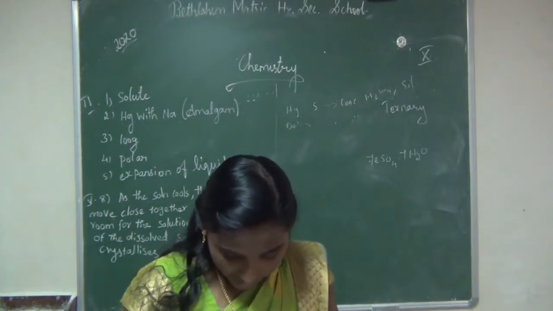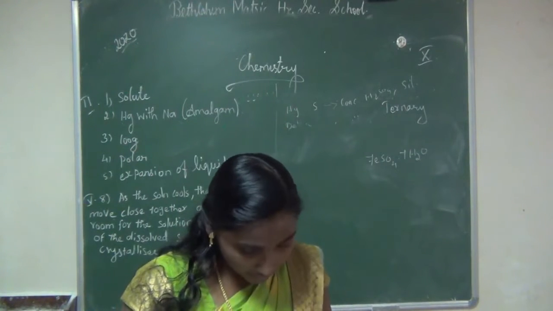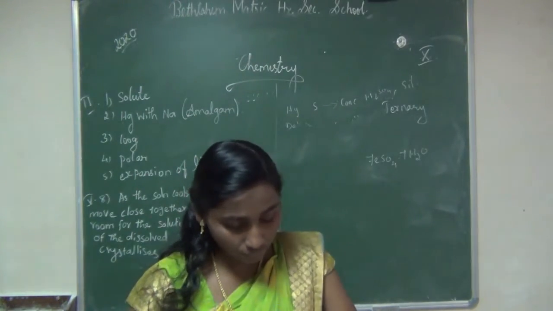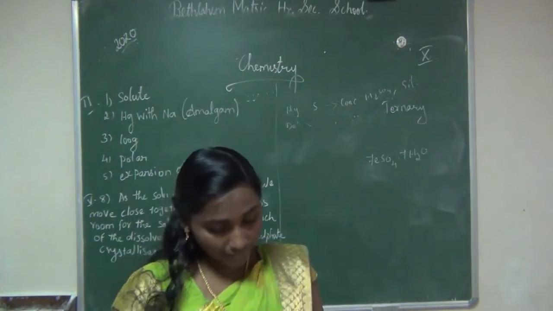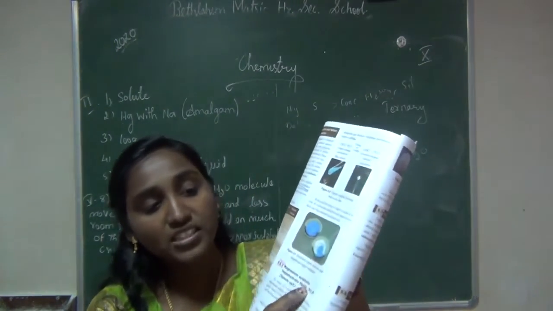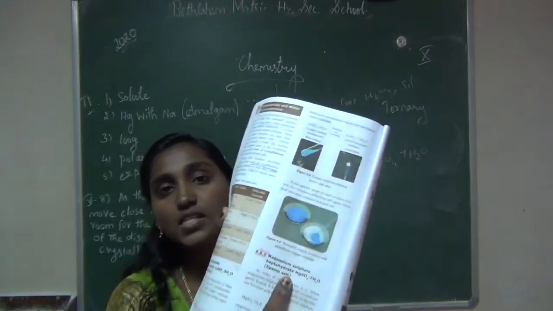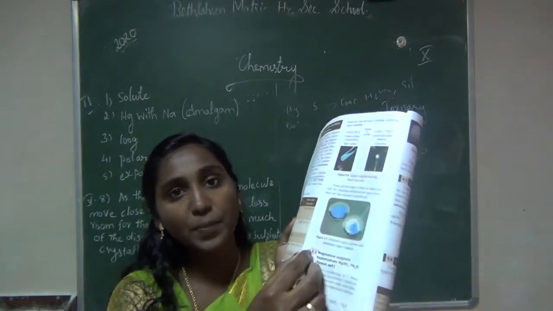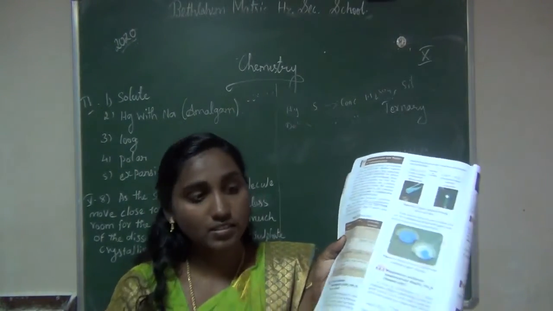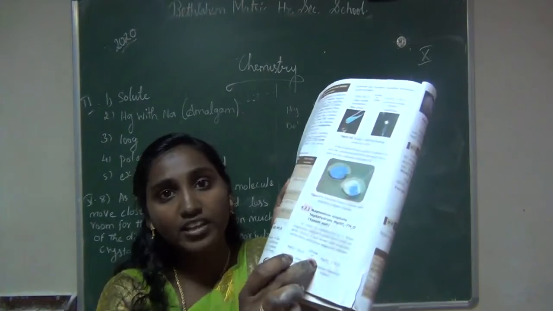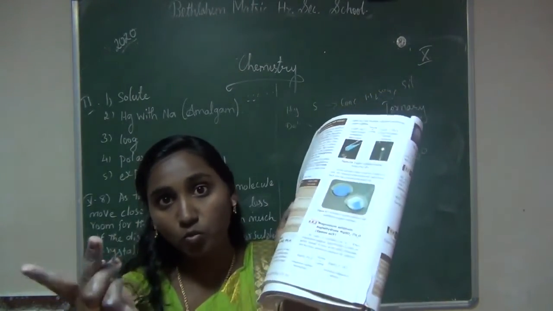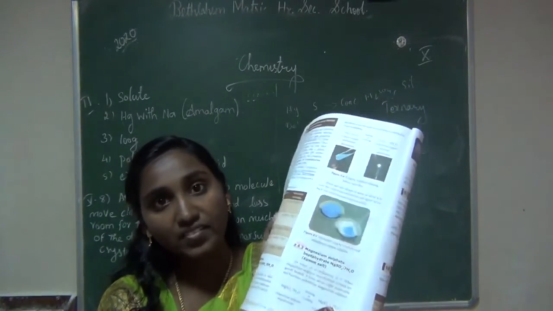The answer is given on page number 130. See the heading 9.6.2. Under this heading, magnesium sulfate heptahydrate, MgSO4. Start from the first paragraph. Its water of crystallization is 7. Then you must write the equation. You should not omit the equation. The equation is for 2 marks. So write the equation.